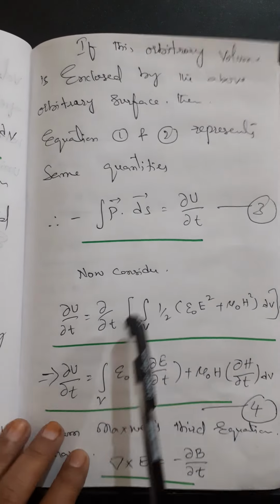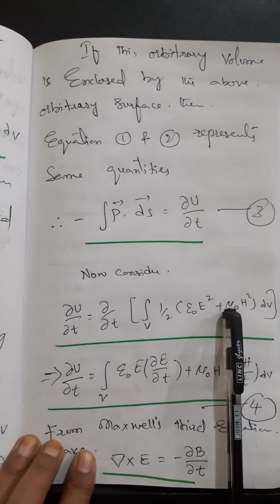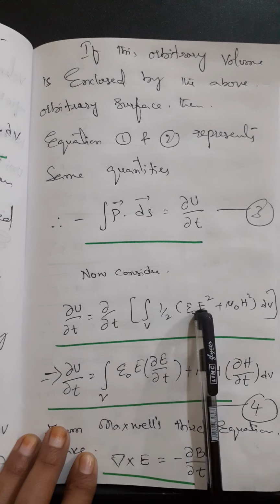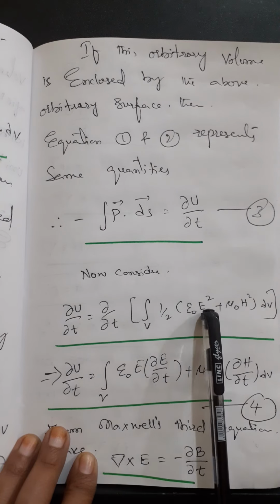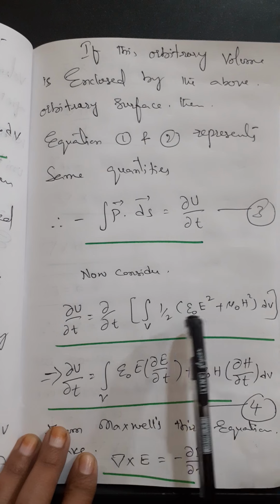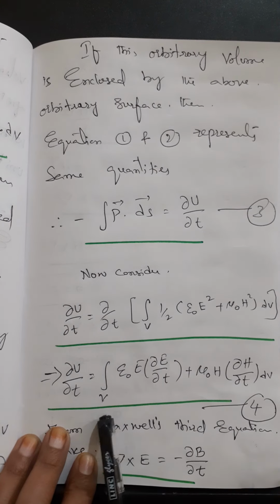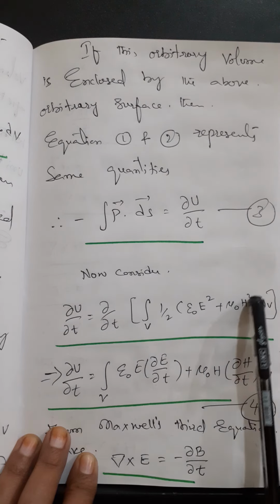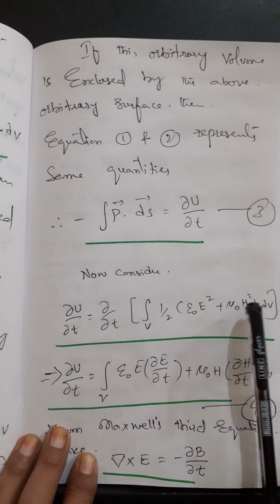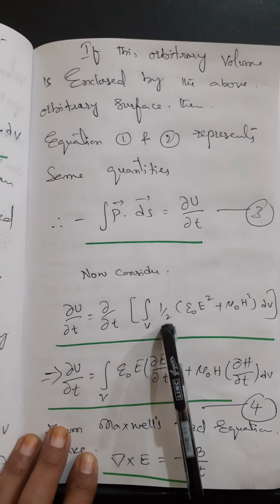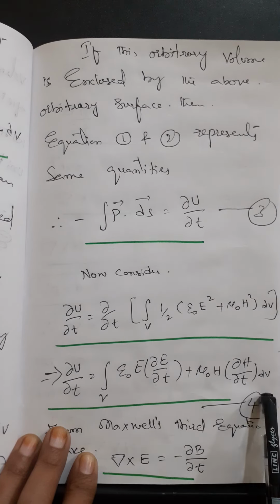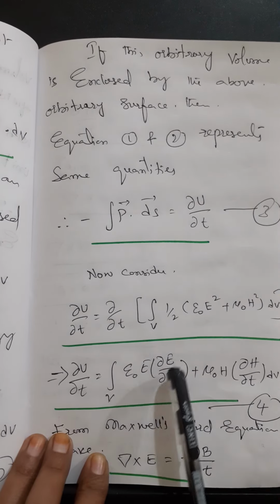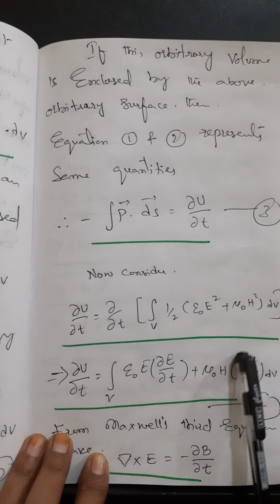Here, if you differentiate this equation, (1/2)ε₀E² gives 2E ∂E/∂t. Then the 2 gets cancelled, and we get ε₀E ∂E/∂t plus μ₀H. H² on differentiation gives 2H ∂H/∂t, the 2 gets cancelled, and we get μ₀H ∂H/∂t. Now we need the values of ∂E/∂t and ∂H/∂t.